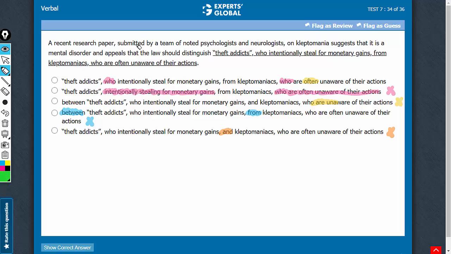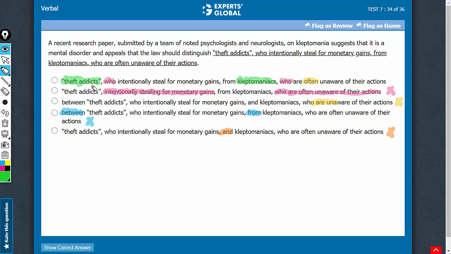A recent research paper submitted by a team of noted psychologists and neurologists on kleptomania suggests, as in the research paper suggests, that it is a mental disorder and appeals, as in the paper appeals, that the law should distinguish first of all A from B.